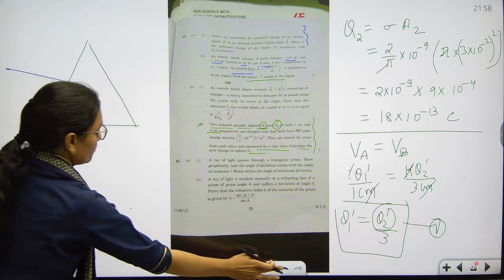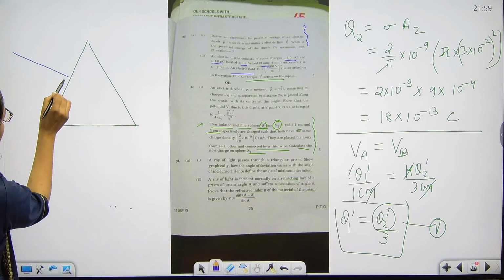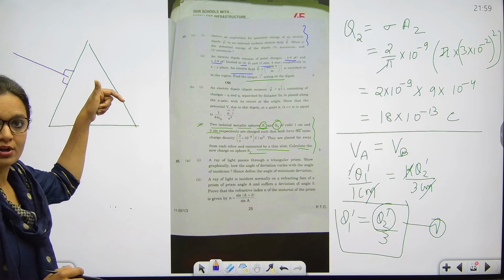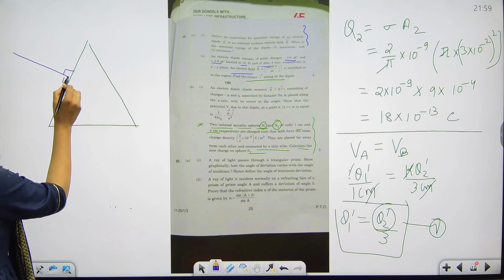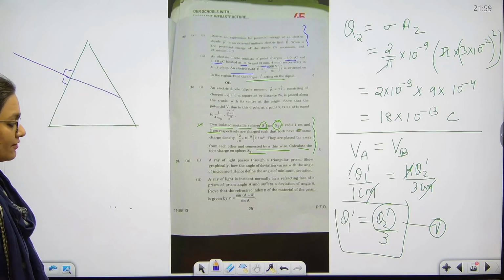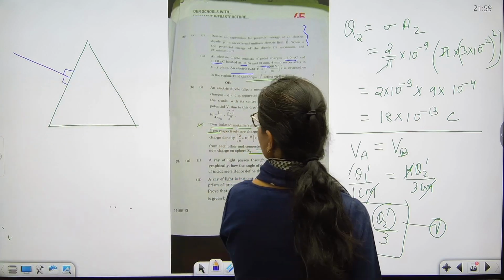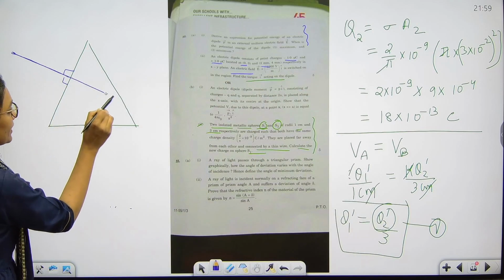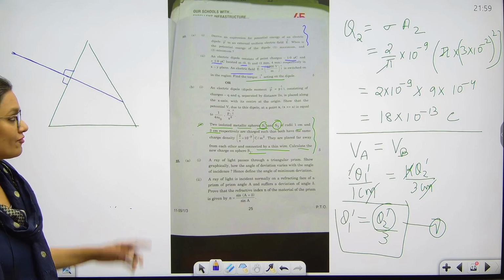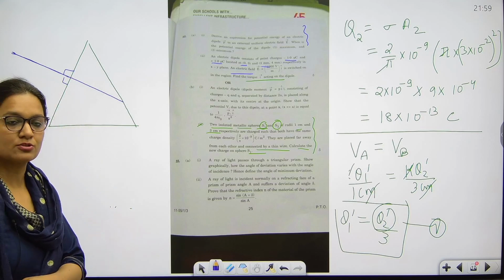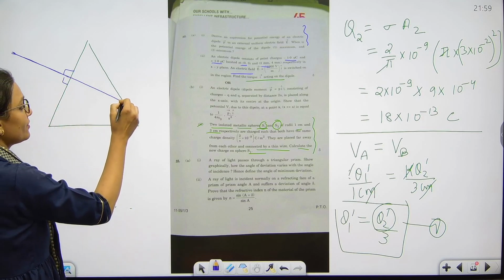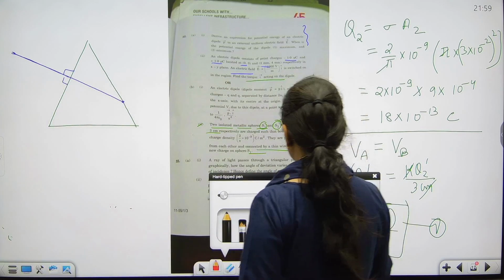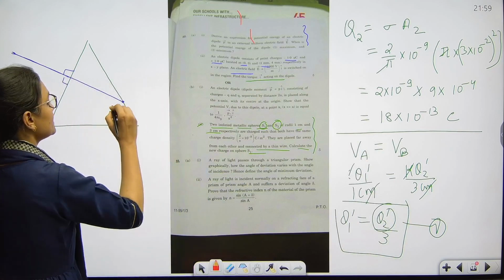Falling normally on the prism surface, 90 degree. Now we know that when it is falling along the normal, it will go straight like that. So no refraction, it will go straight. Correct? Angle of incidence 0 means angle of refraction will also be 0. At this point now the refraction will take place. We have to draw a normal over here. So let us draw a normal on the surface. It will be like that.